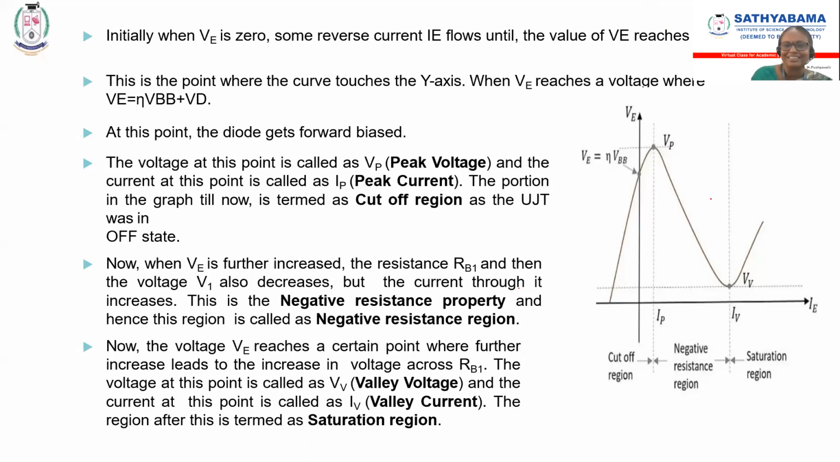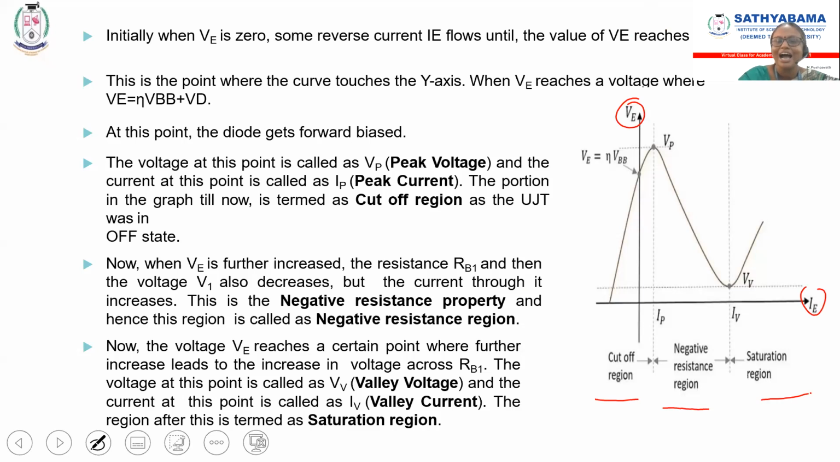Okay, dear. So now we will see about the VI characteristics. I will draw it here, with VE and IE denoted here. We are going to see some terminology related to these characteristics. First of all, there are three regions in this characteristics: cutoff region, negative resistance region, and saturation region. Correlate this with the working and you will understand very well.